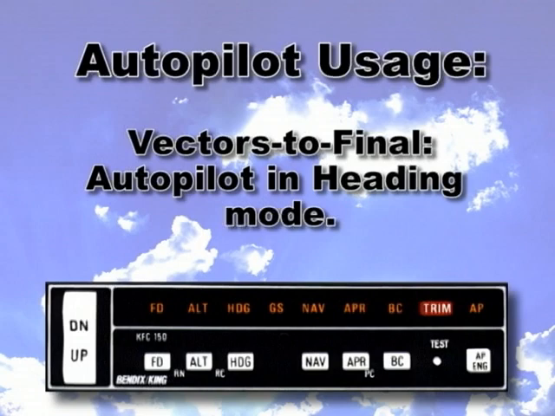For vectors to final, configure the EFIS as previously described. Your autopilot should already be in heading mode from your en route procedures. Leave the autopilot in heading mode and follow the vectors given by ATC, using the EFIS heading bug to intercept the final approach course. If the heading bug is turned off, the EFIS will intercept the final approach course automatically. Leave the autopilot in heading mode for a non-precision approach. On an ILS, place the autopilot in nav or approach mode prior to reaching the final approach fix as described earlier.